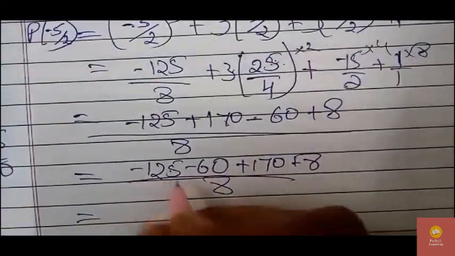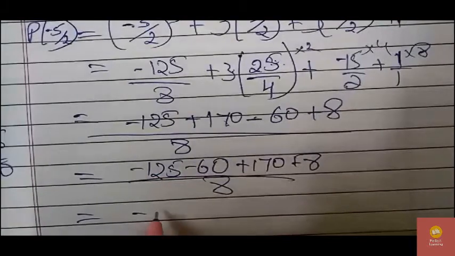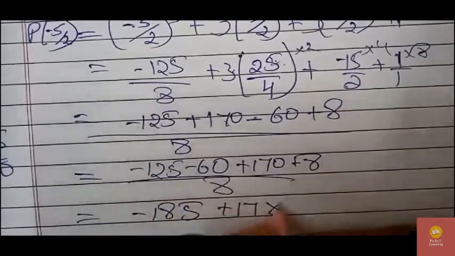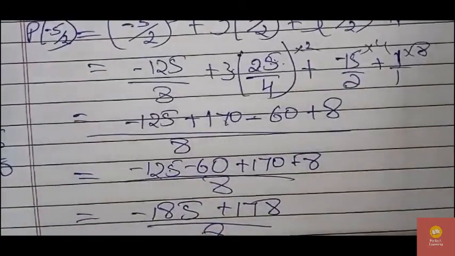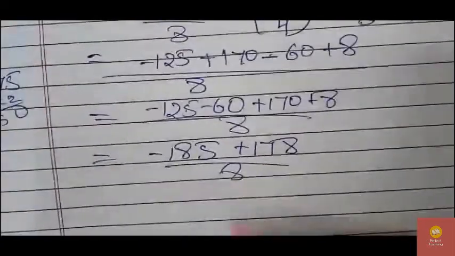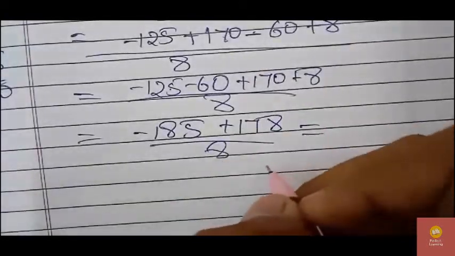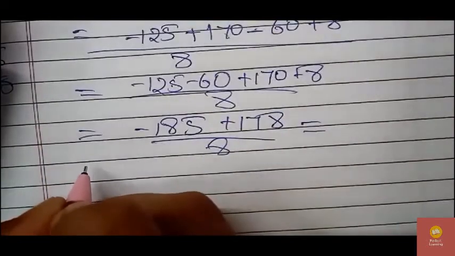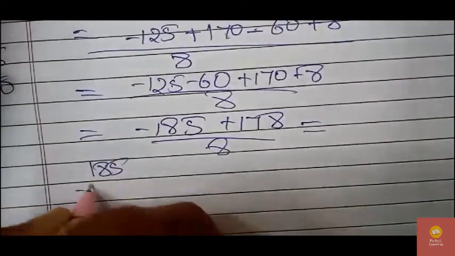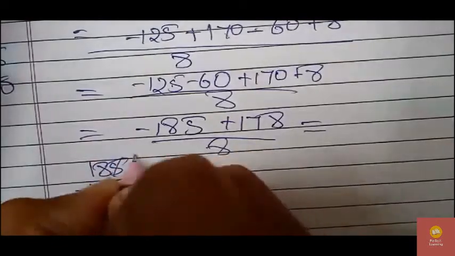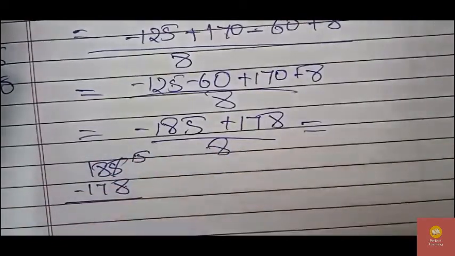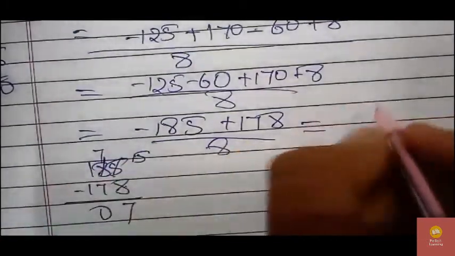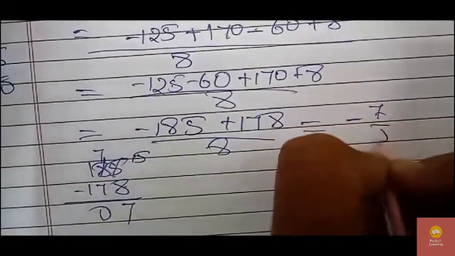125 minus 60, it will be 180 minus 185, plus 178 divided by 8. Now for the final answer, we will subtract here. 185 minus 178, that is 15 minus 8, 7, and the answer is 7 by 8.